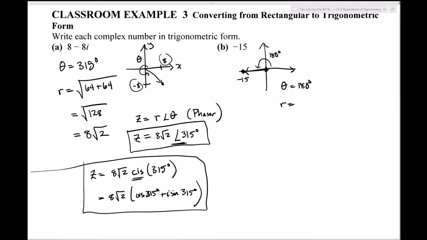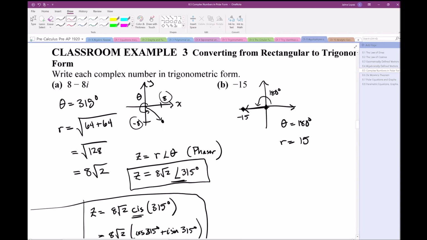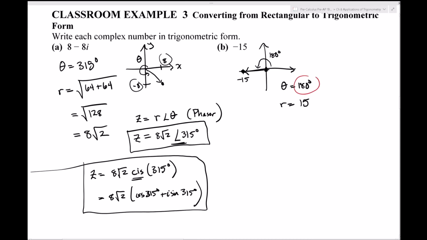The radius, or the distance, or the modulus, or the magnitude, all of those things are the same thing, 15. So you have to be careful here. No negative there. Once you say it's a 180 degree angle, the negative sign goes away. So it's the number 15 rotated 180 degrees. It's literally just the number 15 at 180 degrees.